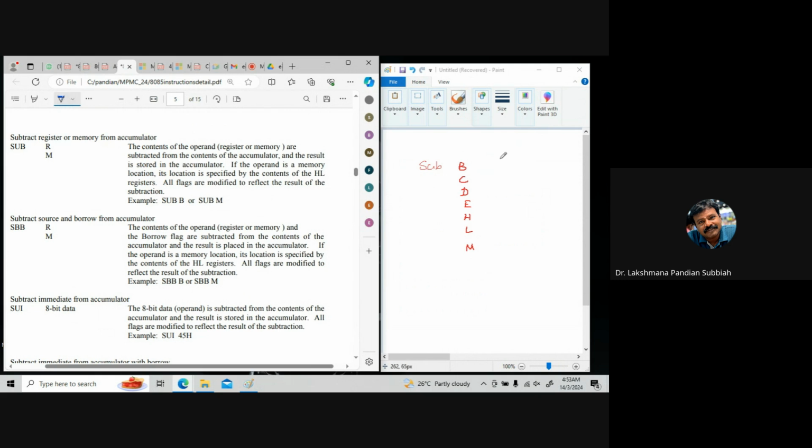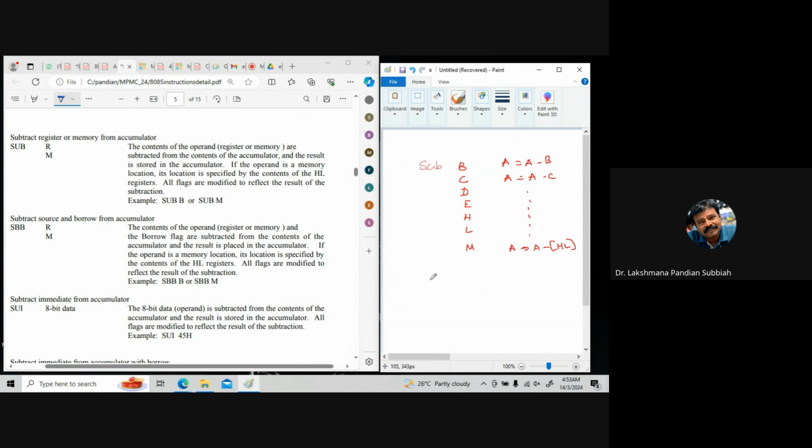What do you mean by that? The first one is A equals A minus B. Similarly, here A equals A minus C, and so on, right? The last one is A equals A minus the content of the address in the HL pair. So this is the corresponding registers, right?